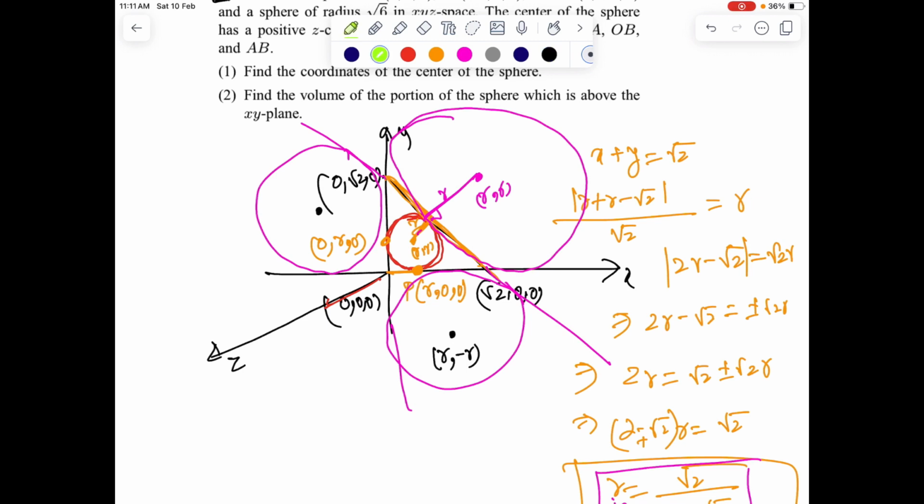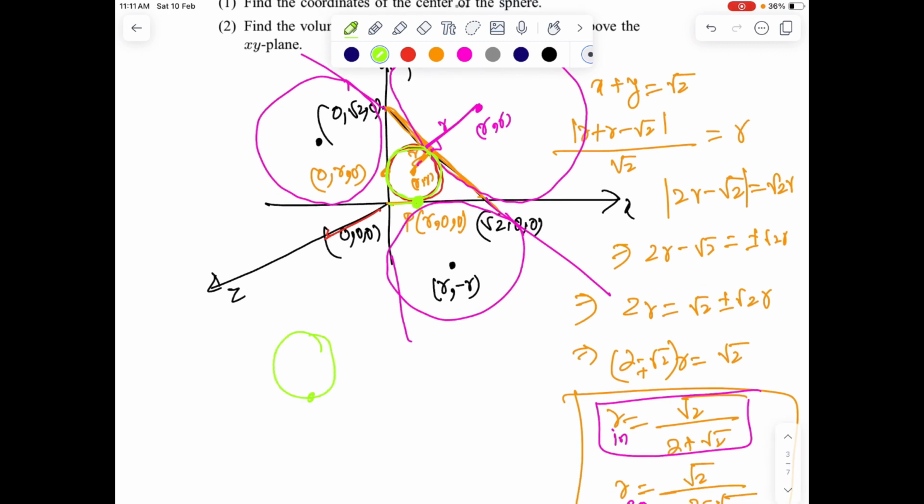Once we know the radius, the coordinate of the center of the sphere can be found very tactically. Let's see how we can do this, because now we know a point on the sphere, because a point on the circle is definitely a point on the sphere. So this point is known to us, which is r, 0, 0, and for r I will take the smaller one. And now we know the center of the sphere is somewhere. So this is not the center of the circle, I am talking about the sphere.